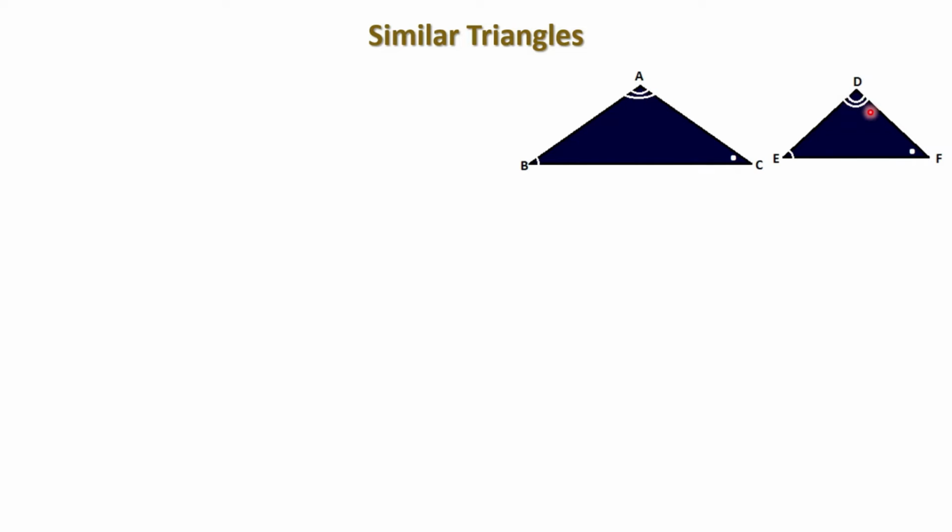These identical marks say angle A is congruent to angle D, angle B is congruent to angle E, and angle C is congruent to angle F. Now we are able to understand these angles are congruent with correspondence. A corresponds to D, B corresponds to E, and C corresponds to F. But what does similar triangle mean? Let's learn this.